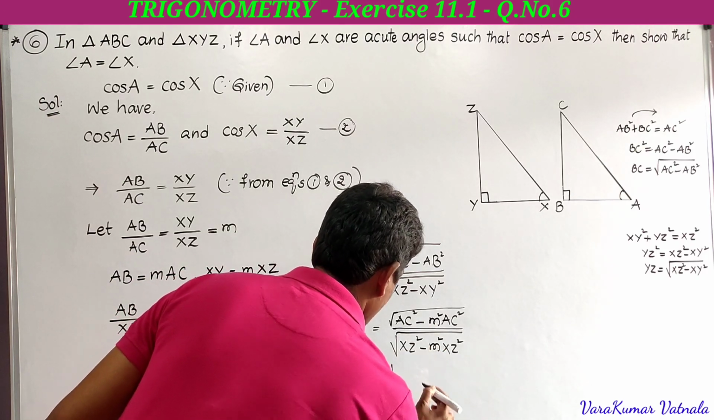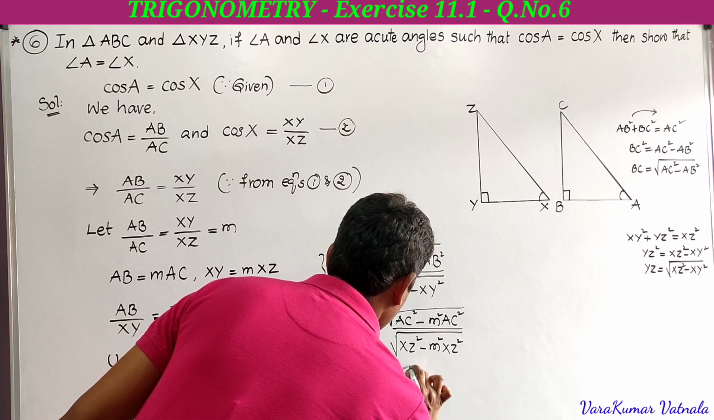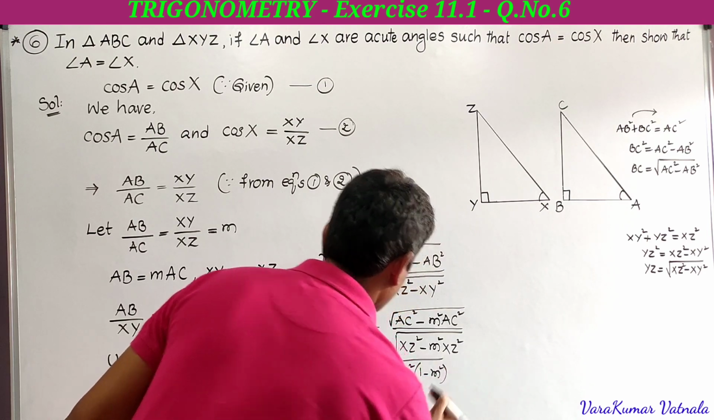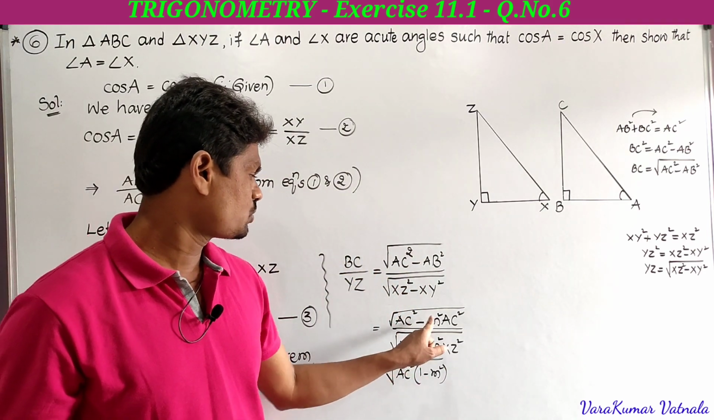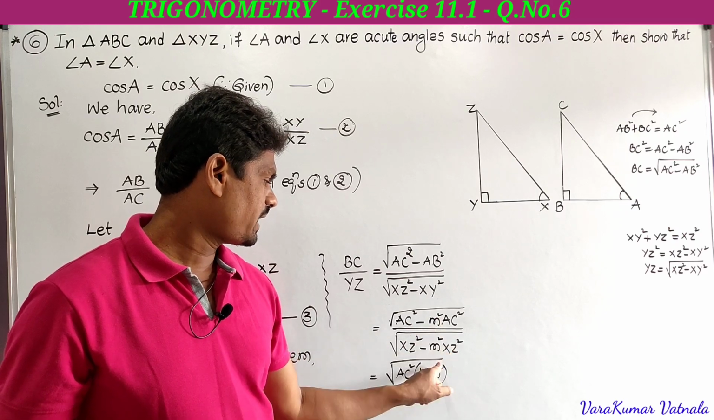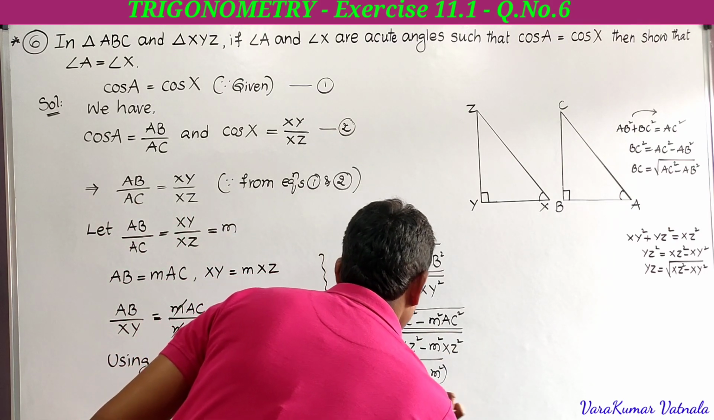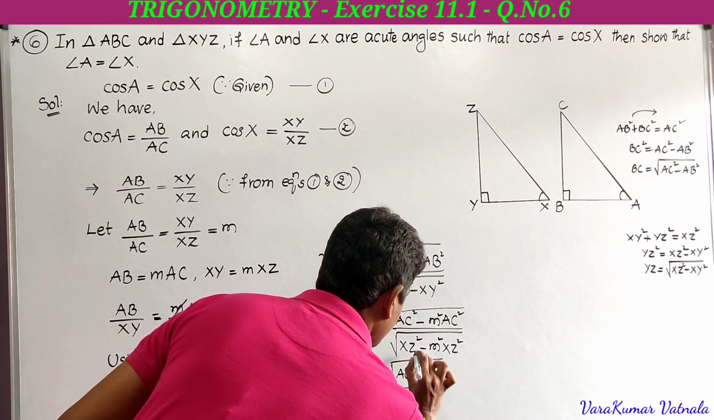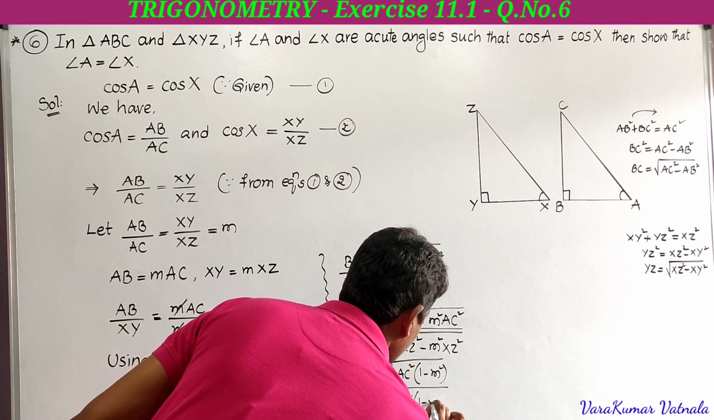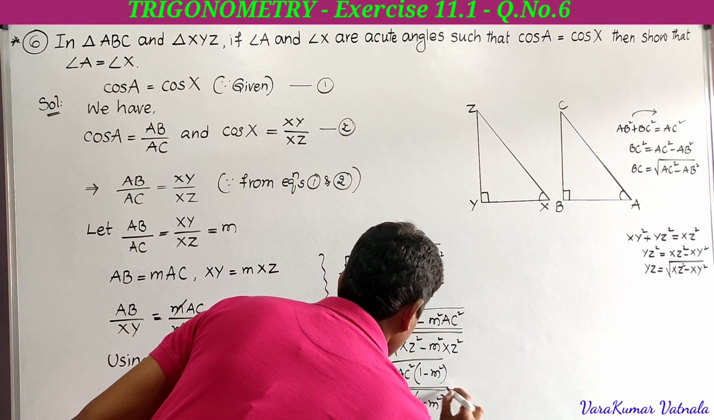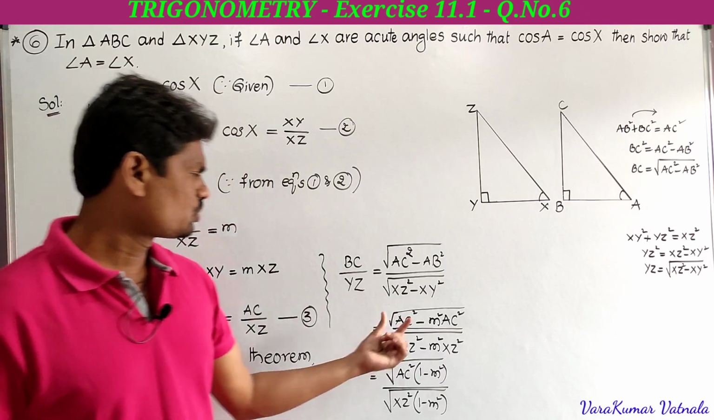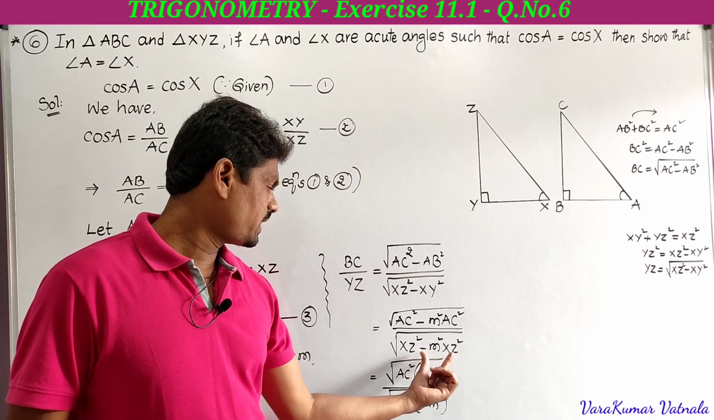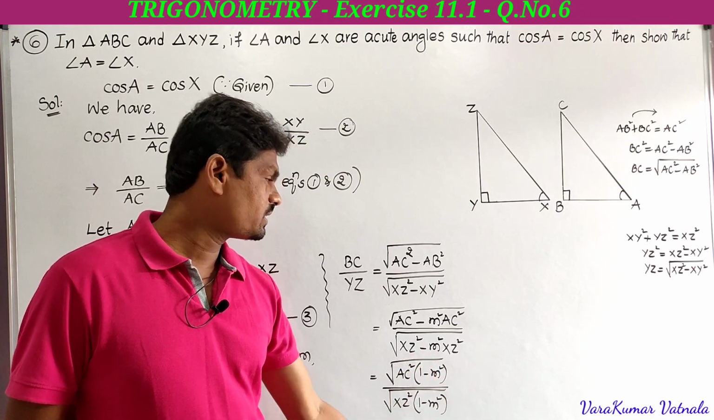So AC square is common. If we take AC square as common, AC square into 1 minus M square, divided by, so in the denominator also XZ square is common. If we take XZ square common, here 1 is there, here minus M square is there. So just I have taken common AC square, so here 1 minus M square will be. So here XZ square I have taken common, 1 minus M square will be.